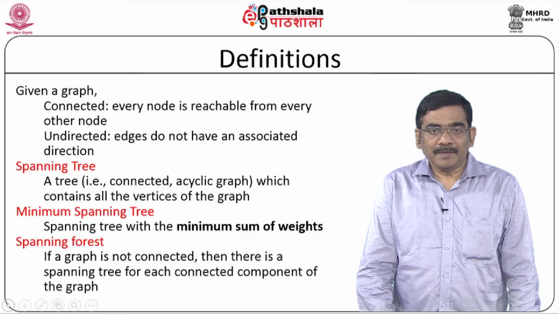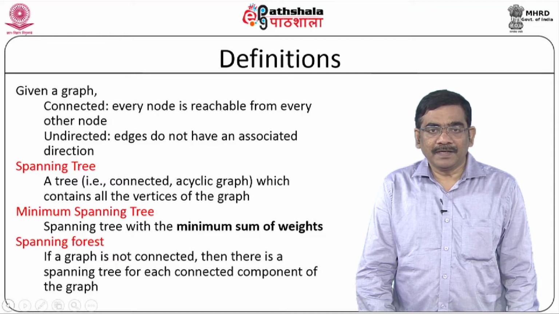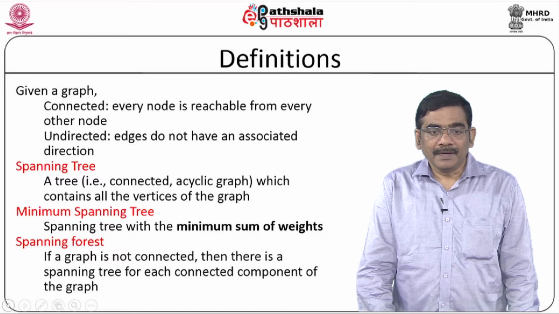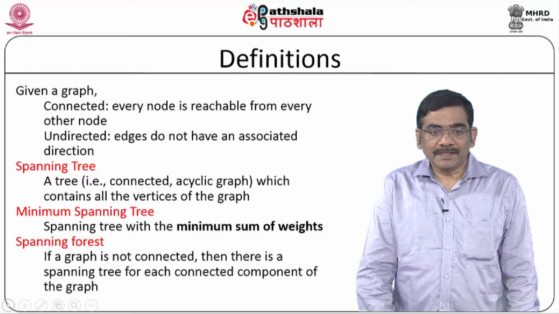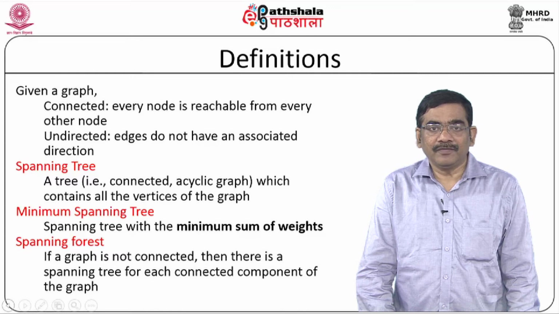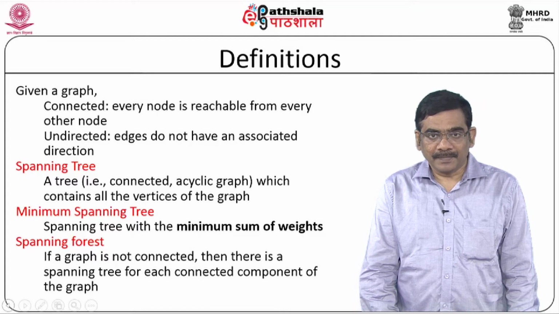So, for the minimum spanning tree, the sum of the cost of the edges should be the minimum. If the graph is not connected, then there is a spanning tree for every component of the graph.